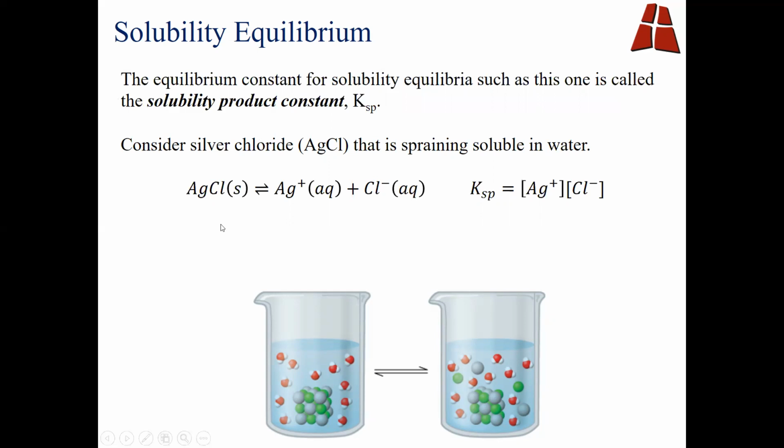And of course, we can write our chemical equation. If we do products over reactants, we get our products, Ag+ and Cl-, and you'll notice that silver chloride is a solid, so we don't include it in our equilibrium expression. Okay.